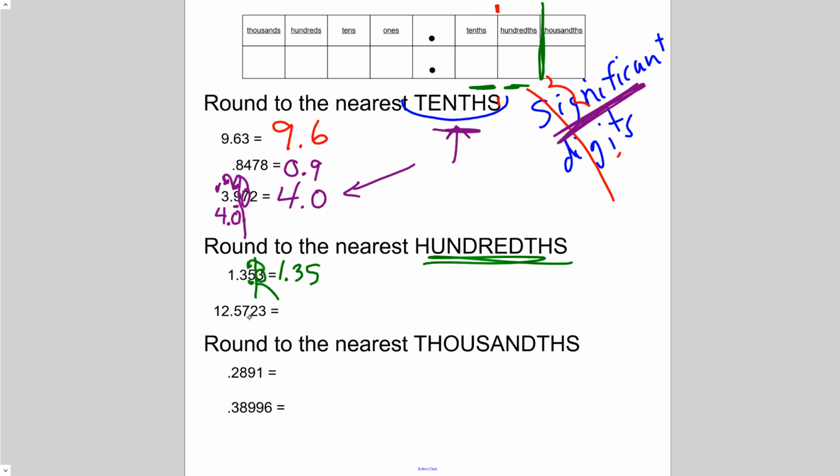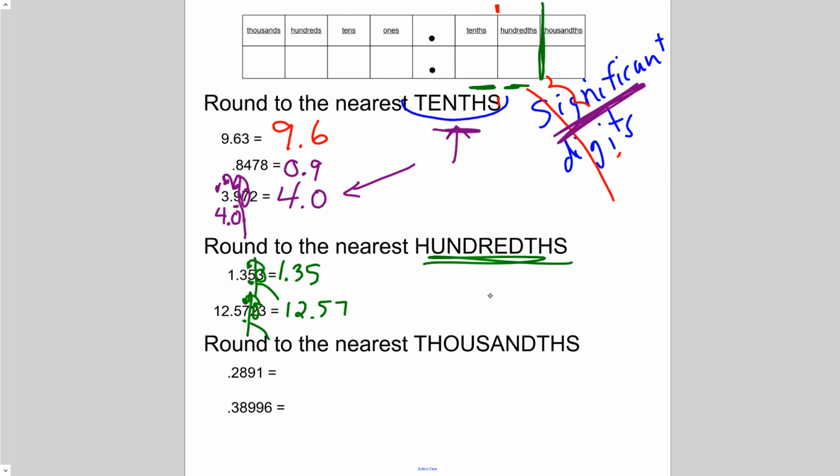12 and 5,723 10,000ths. The 2 is going to tell the 7 to stay the same. So it's 12 and 57 hundredths. These roll away.